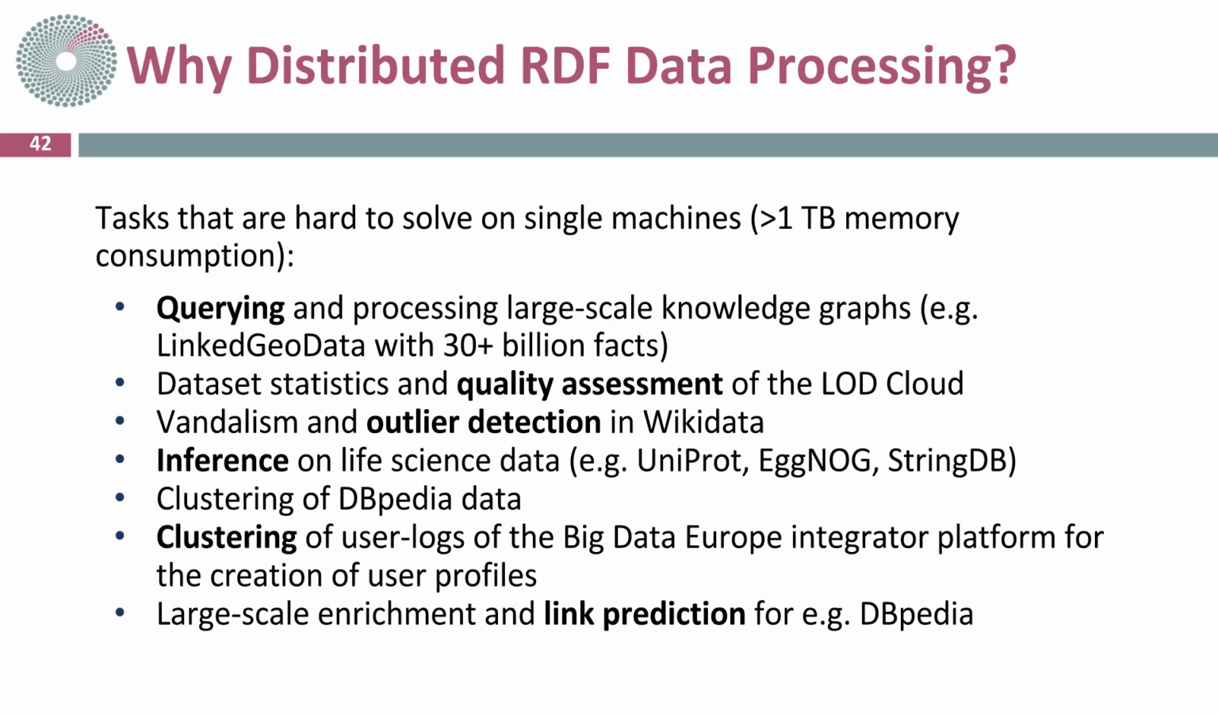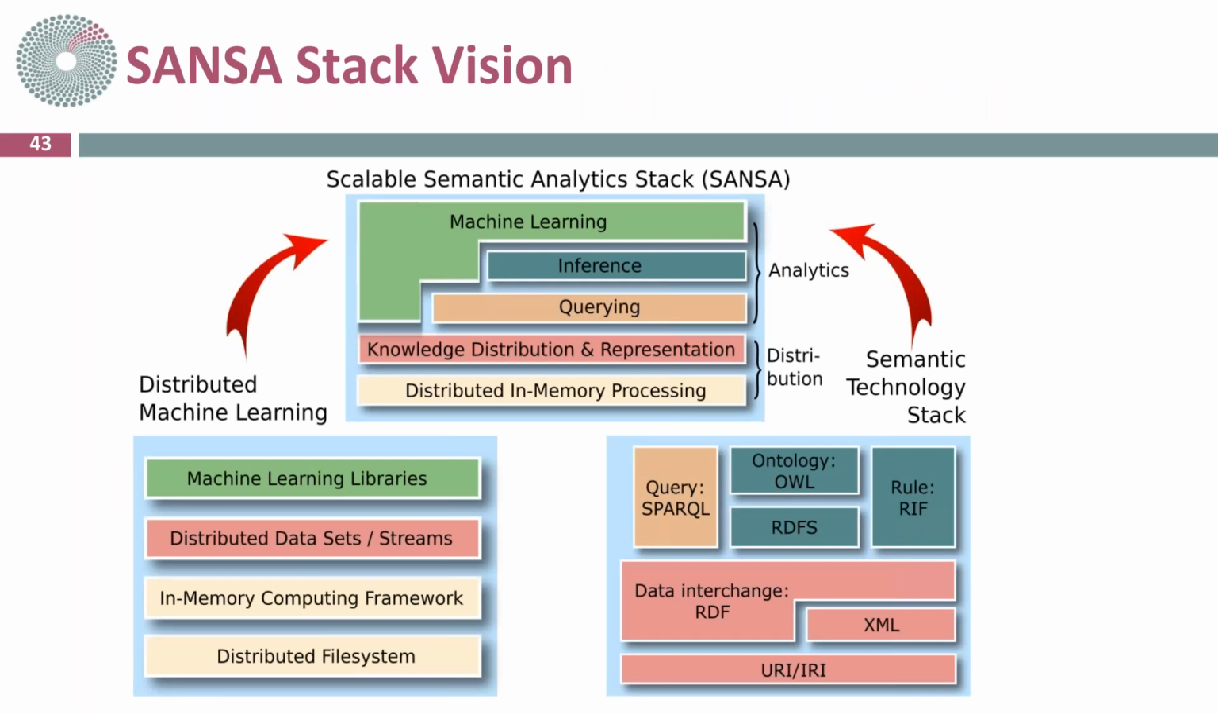By single machines, I mean machines with less than 1 terabyte of memory, which is what you can get for reasonable prices. Beyond that, it gets extremely expensive. So the idea we pursued in the SANSA project is to bring the semantic technology stack, which is used for storing, querying, and inference in knowledge graphs, together with distributed machine learning techniques and APIs.